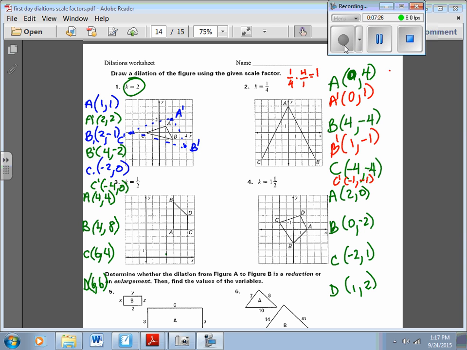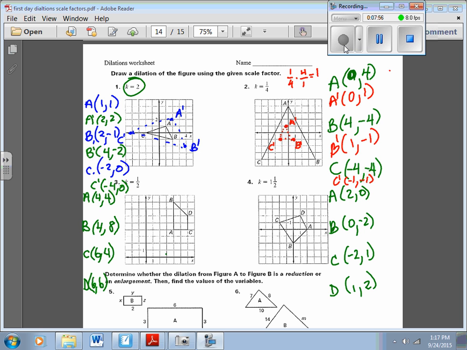So I'm going to go ahead and plot those points. 0, 1, right here, that's A prime. And 1, -1, that's B prime. -1, -1, that's C prime. Okay, for number 2, everybody see that the image got smaller? That's called a reduction.